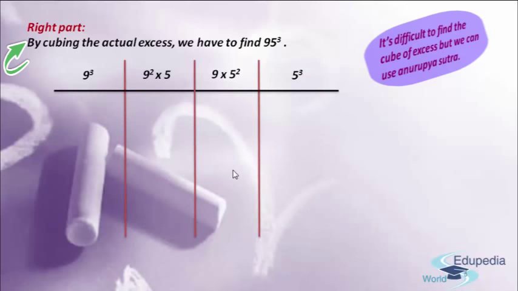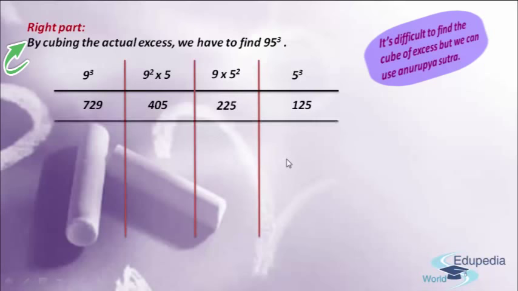Now we have to write the answers of each and every part below the horizontal bar. If you do 9 cube, we get 729, and if you do 9 square into 5, we get 81 into 5, which is equal to 405, and 9 into 5 square is equal to 9 into 25, which is equal to 225, and finally if you do 5 cube, we get 125.